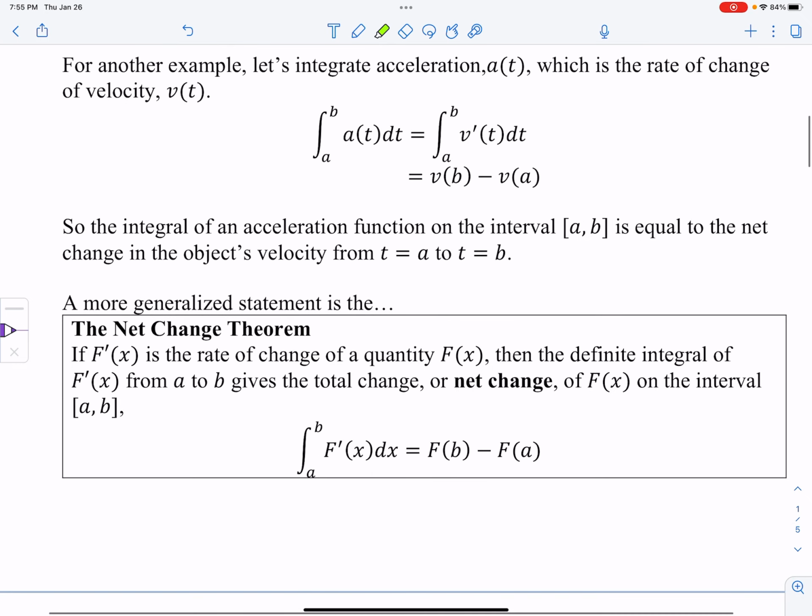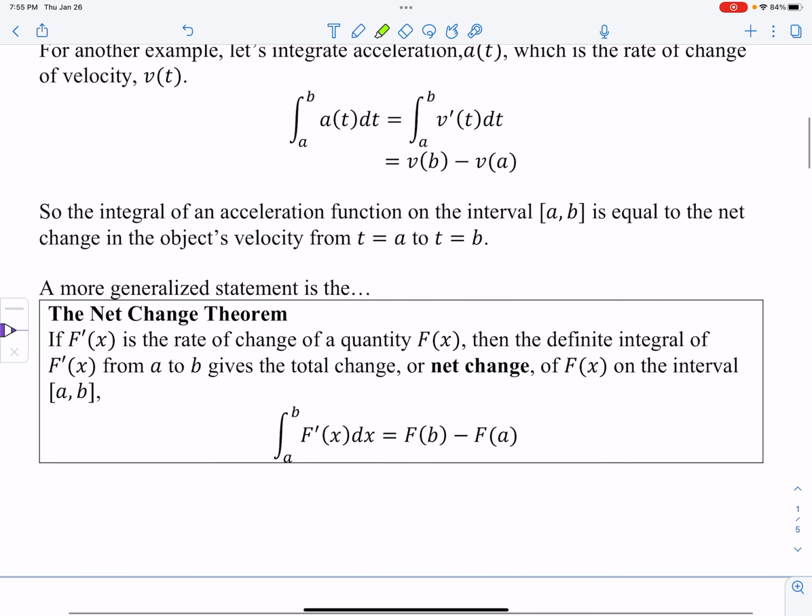So for a more generalized statement, we can look to the net change theorem. If f prime is the rate of change of quantity f of x, then the definite integral of f prime from a to b gives the total change, or the net change, of f of x on the interval from a to b.